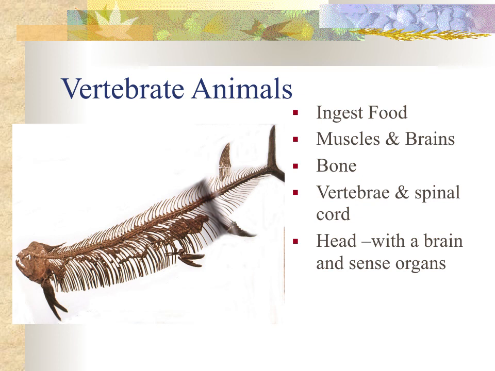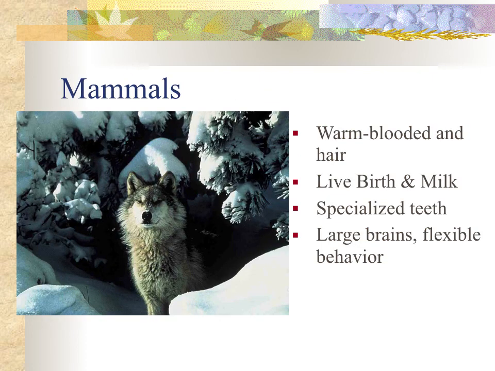Vertebrates also have heads enclosing a brain and some sense organs. Okay, we're not that closely related to many vertebrates, but we are closely related to ones that are called mammals. Okay, we are definitely mammals. We're warm-blooded like mammals are. We have hair, or some of us have hair. Others have hair in other places, but we have some hair.